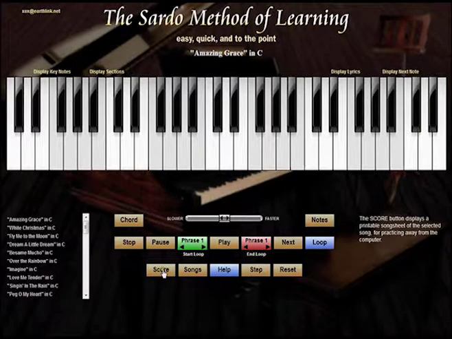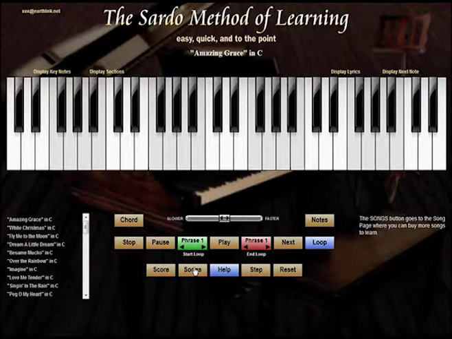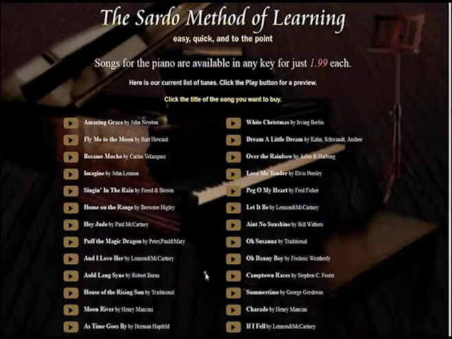The lower buttons are Program Utilities. The Score button displays a printable song sheet that you can use away from the computer. The Songs button shows the list of available songs that you can learn.